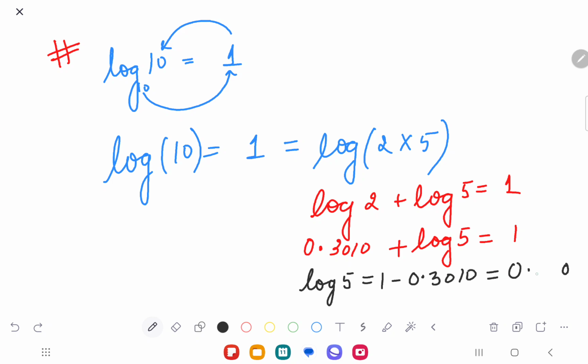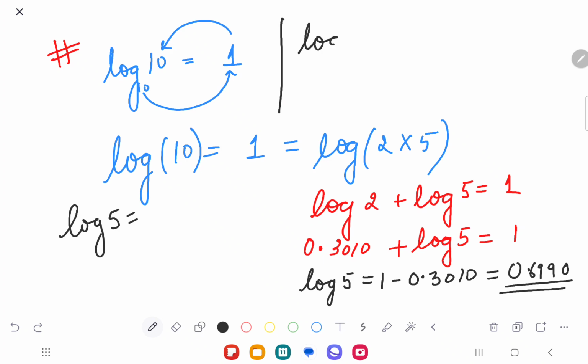So my answer is 0.6990, the value of log 5. So you understand what I'm starting with. I'm starting with log 1. Now you tell me the value of log 1. Log 1 shall be what?